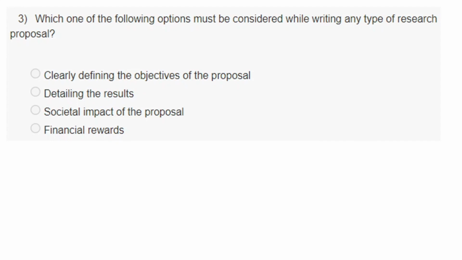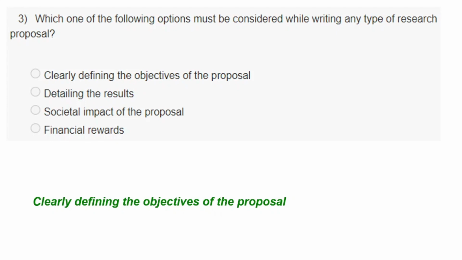Clearly defining the objectives of the proposal. Correct. Obviously, when you're writing a research proposal, you won't have the results. You cannot detail the results. Societal impact of the proposal, fine. The word limit, if you are not going above the word limit or stuff like that. Financial rewards, I don't think anybody writes that in any kind of research proposal.